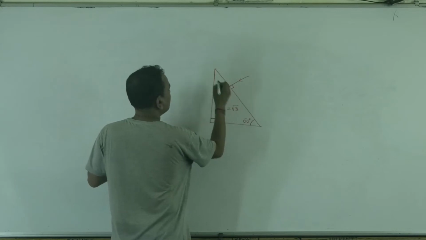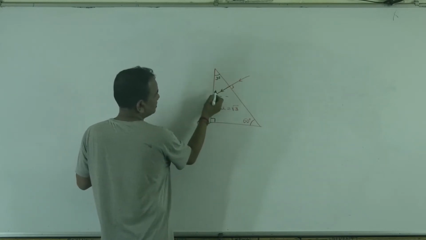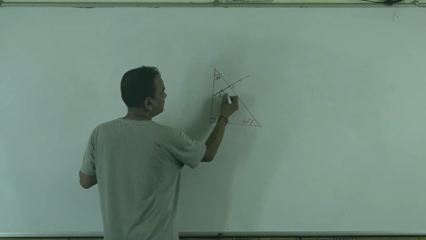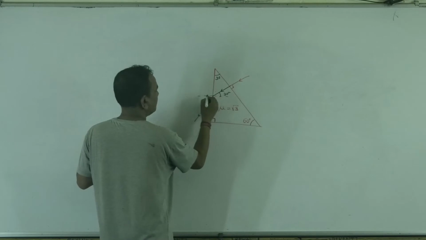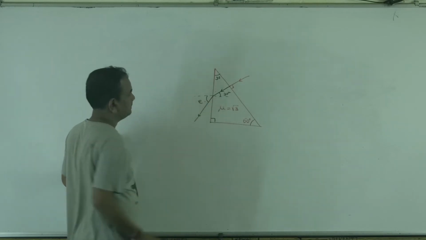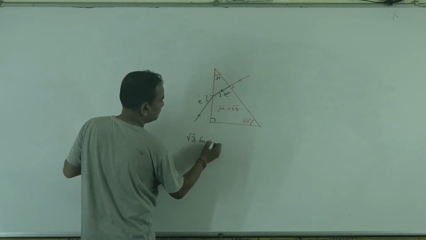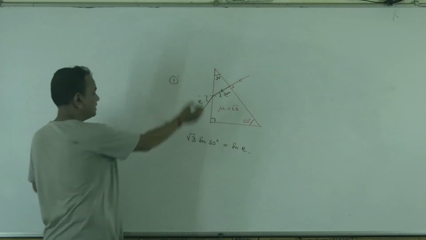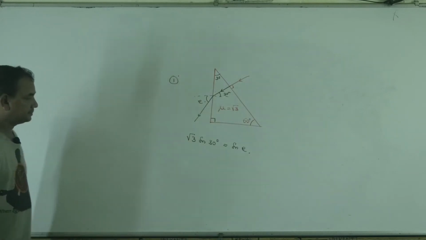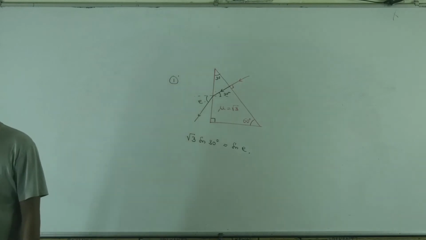So at this point, as this angle is 30, this angle will be 60, and this angle is 30 degree. So the ray emerges somewhat like this. This angle is called the emergent angle. From Snell's law, you can write √3 sin 30 equal to sin E, and solve for E. E is 60 degree.